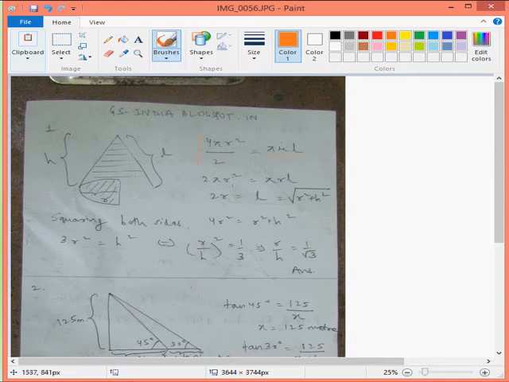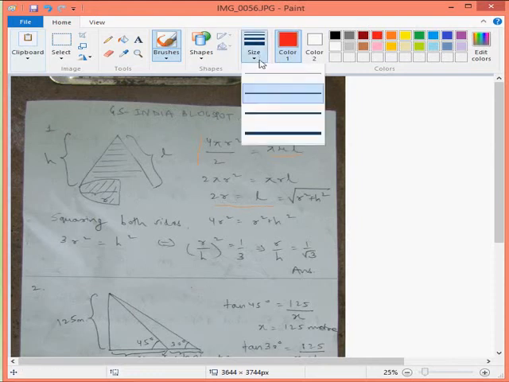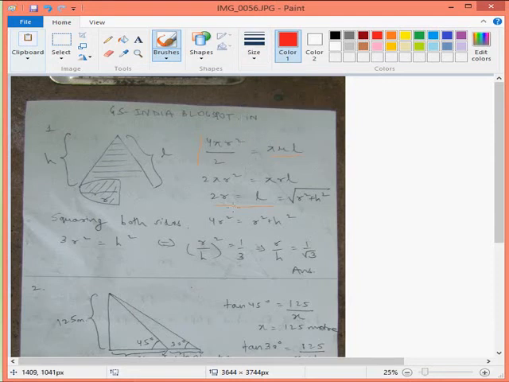Now solving it, I am going to get something like this: 2 pi r is equal to L. Now what is L? L is the slant height. What is slant height? This is the slant height.